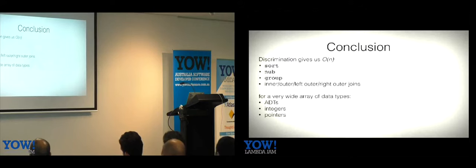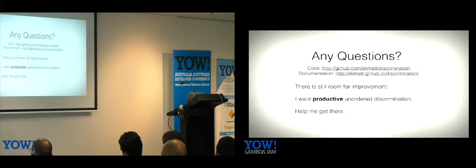But ultimately, discrimination gives us a whole bunch of things in O(n) for a whole bunch of different types that you wouldn't expect. And the code is online. I'll throw it on Hackage as soon as I actually can resolve that productivity argument, or as soon as I give up.